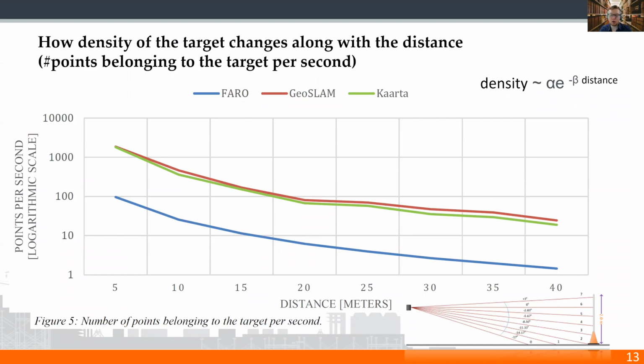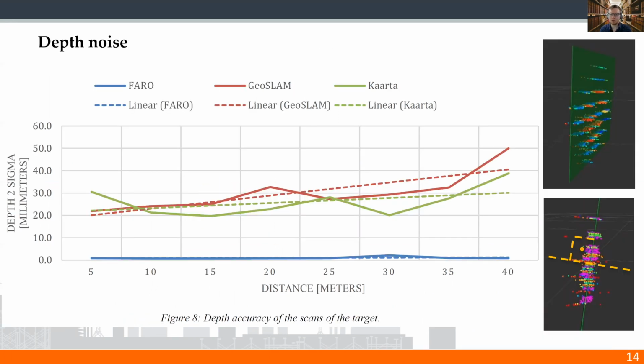While both mobile scanners produce a similar level of density across all the range, the static scanner has a worse performance on this score. However, this gap dilutes along with the distance, which would be even better pronounced on the linear scale. Now, moving on to the next graph, depth noise measures the accuracy along the axis perpendicular to the plane of the target.